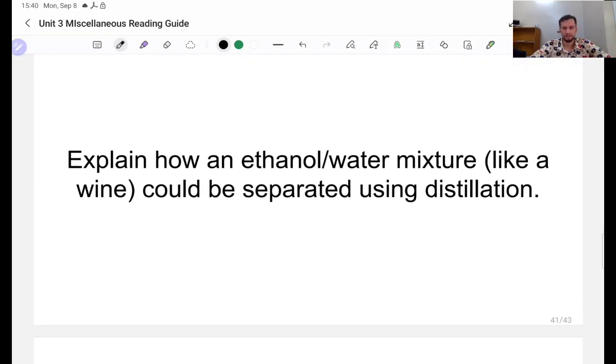And similarly, you could have something like this, ethanol and water, which could be separated using distillation. And it's the same thing. Depending on the boiling points, the lower boiling point thing is going to be boiled off at a lower temperature than the higher boiling point thing.